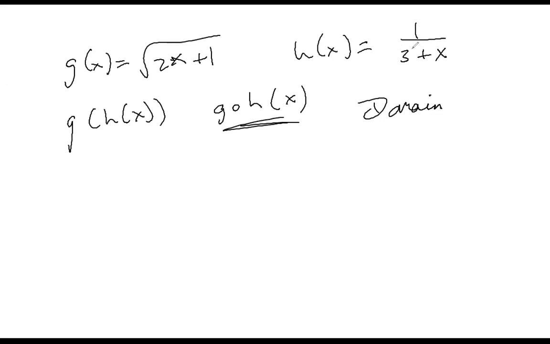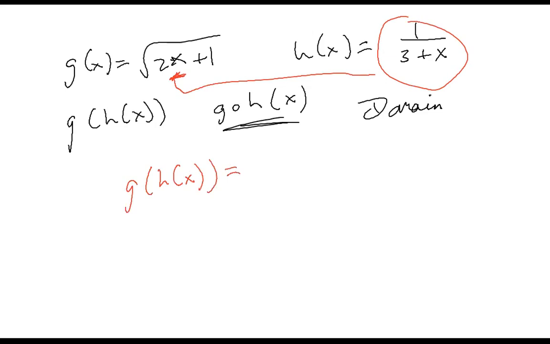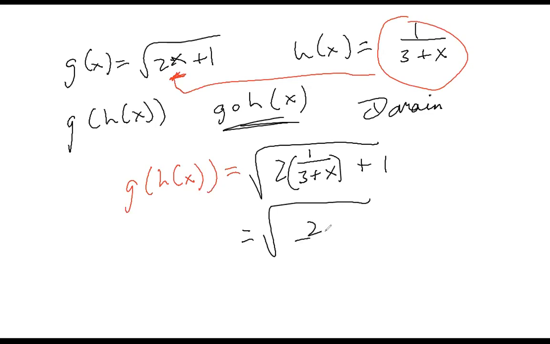Okay, so I'm putting h of x, this, into my spot here. So in other words, g of h of x is equal to the square root of 2, big parentheses, and where I had x, now I'm putting in the function h of x. So in other words, now I have the square root of 2 over 3 plus x, plus 1. This is probably way harder than you'd ever be asked to do.